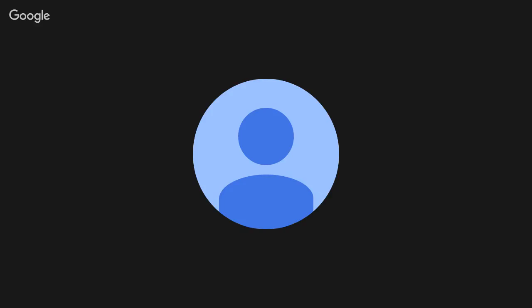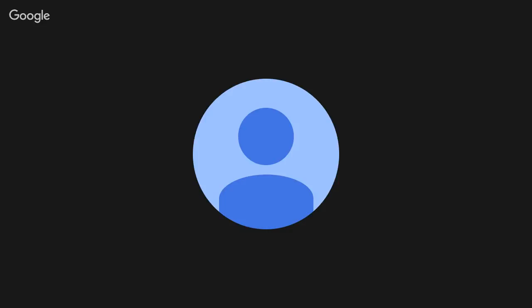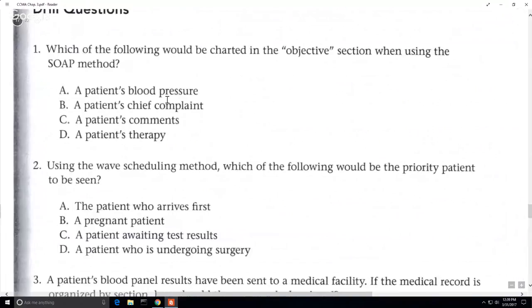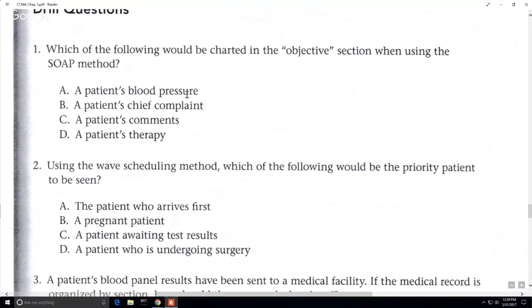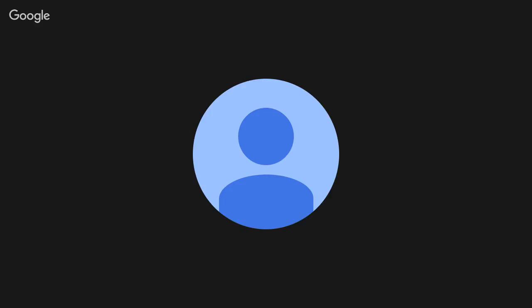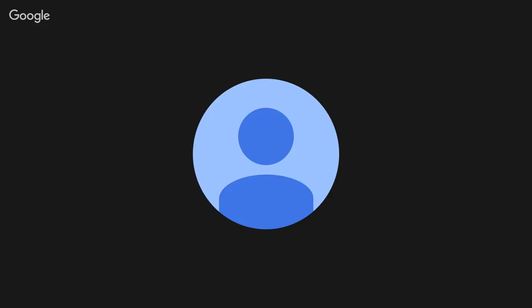Let me look at SOAP. I forgot SOAP already. Okay. Objective. So the objective of the patient coming to the office would be to check their blood pressure, get a chief complaint, right? But I would say a patient's blood pressure will be the objective. Blood pressure is objective, right? Let's circle that.